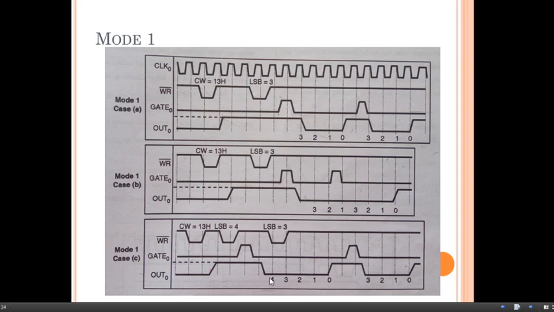So here the counter is initialized by 4, the counter will start counting 4 3 2 1 0, and after 0 the output is high, and the counter will wait until the trigger is provided. Once the counter gets triggered, this new count value is initialized in the counter, and the counter will start counting for that new value, that is 3 2 1 0, and so on. So this is mode 1 operation of 8254.